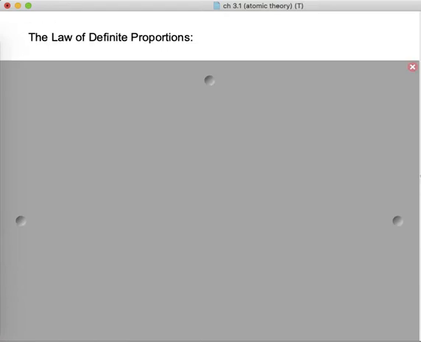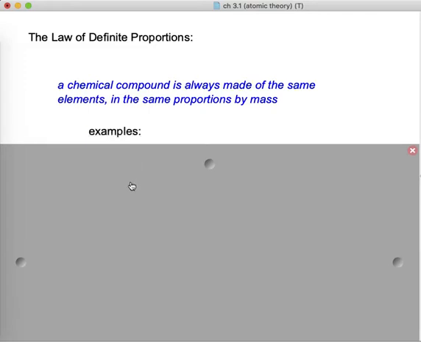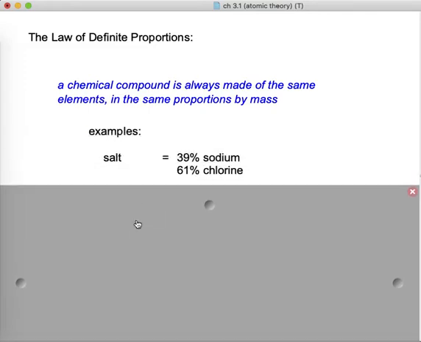The second natural law is entitled the law of definite proportions. This one is a bit more complicated. It says a chemical compound is always made up of the same elements in the same proportions by mass. So for example, if I take a given chemical compound and chemically decompose it to the elements that make it up, not only will I always get the same elements, but I will always have them in the same relative masses. For example, table salt is sodium chloride.